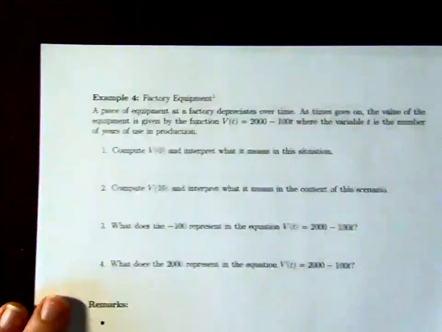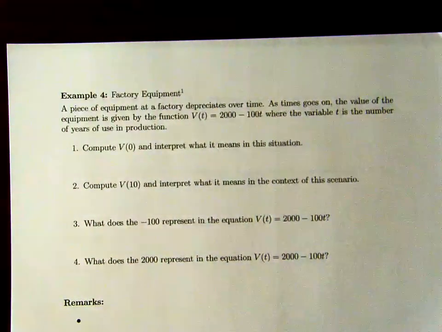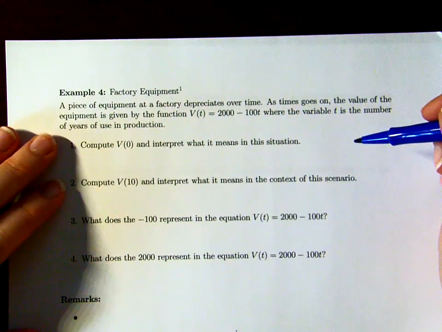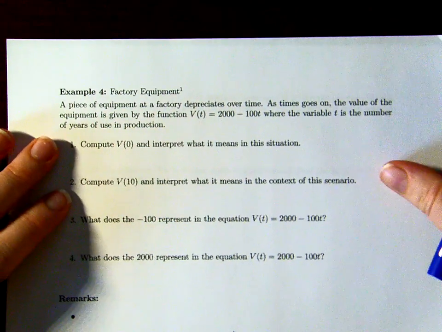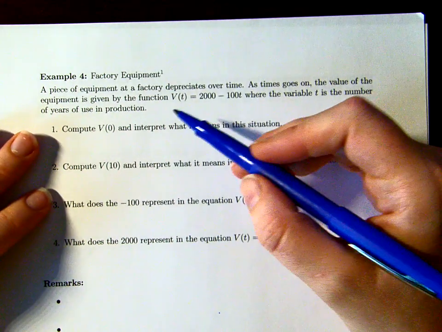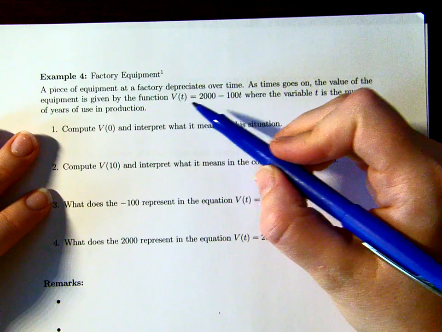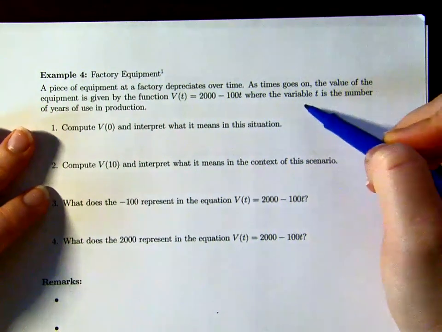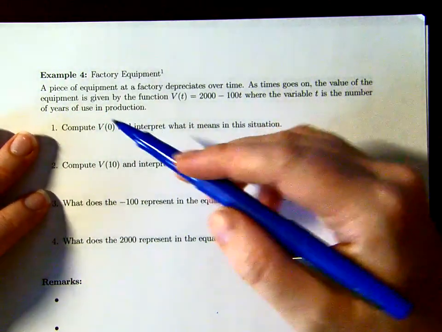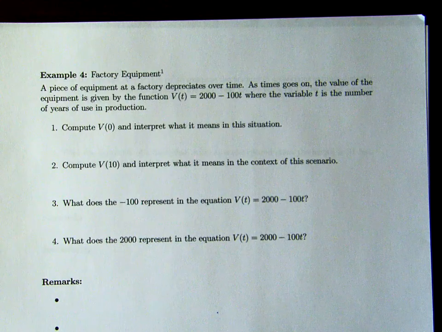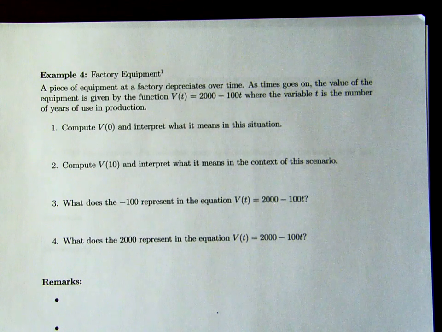Okay. Let's look at factory equipment. Let's get more specific. A piece of equipment in a factory depreciates over time. As time goes on, the value of the equipment is given by the function V of t equals 2000 minus 100t, where the variable t is the number of years used on the production line. Compute V of 0 and interpret what it means.